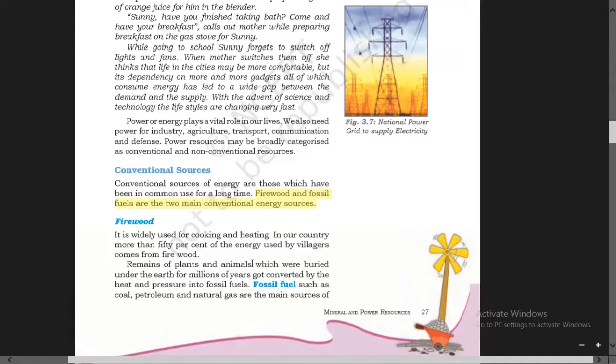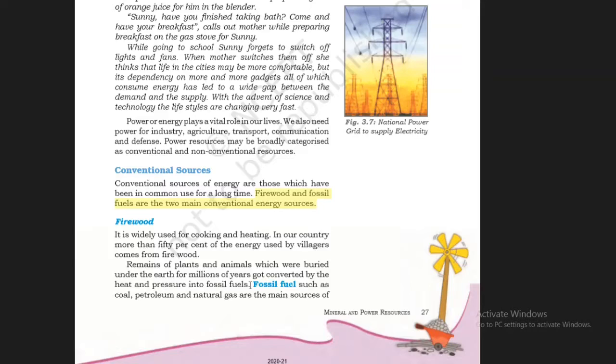Remains of plants and animals which were buried under the earth for millions of years got converted by the heat and pressure into fossil fuels. Boys, you must know how our fossil fuels form. So, remains of plants and animals which were buried under the earth inside the mud for millions of years were converted by the heat and pressure into fossil fuels.